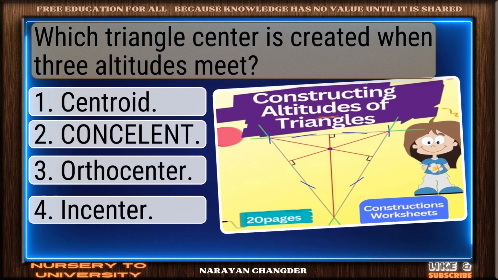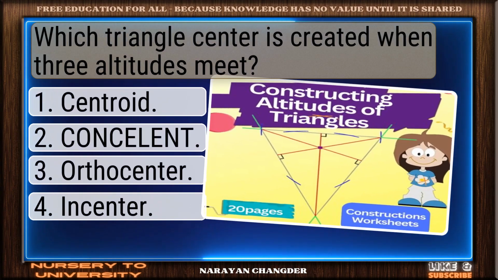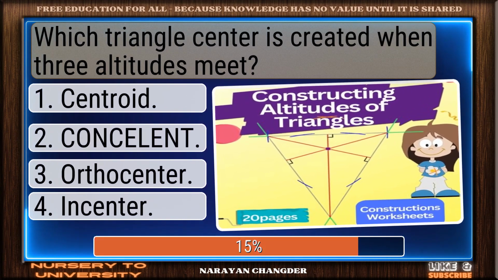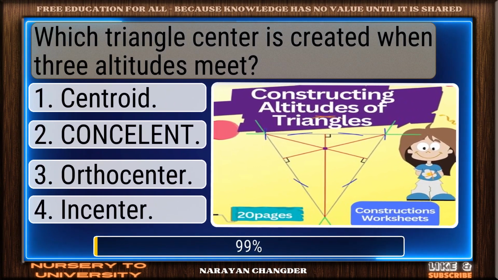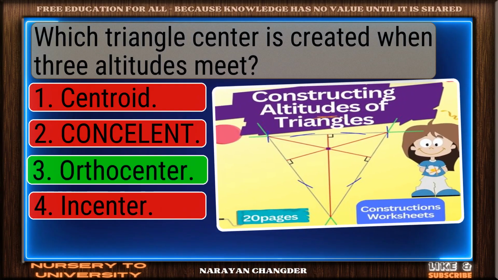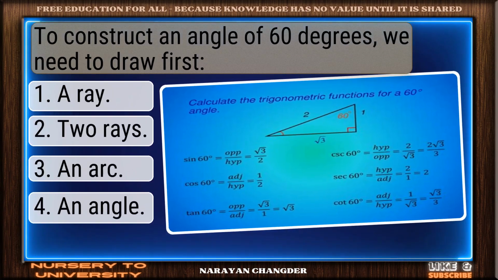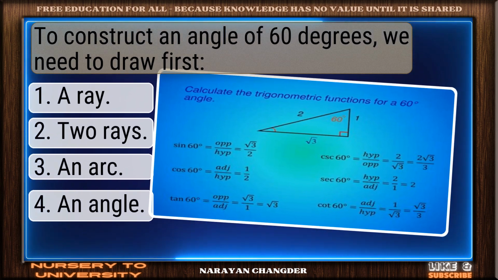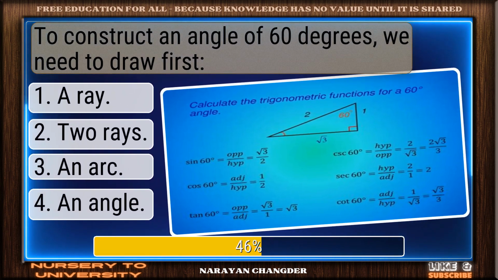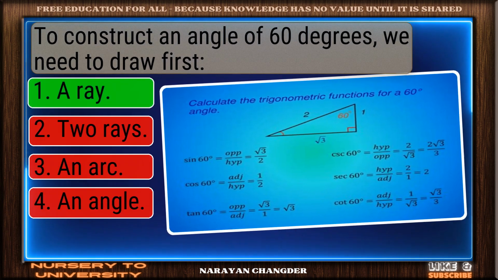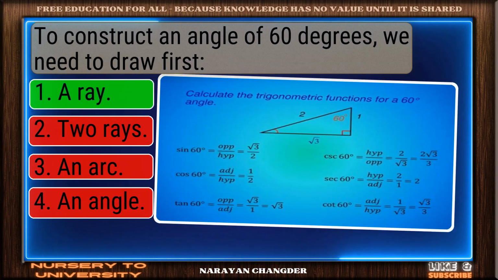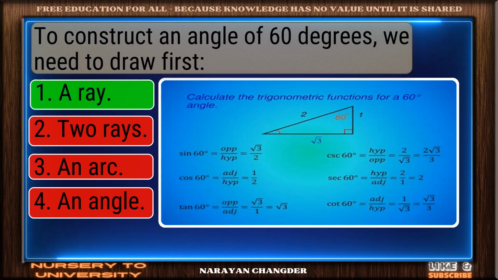Question number 44. Which triangle center is created when three altitudes meet? Valid point. Orthocenter is true. Question number 45. To construct an angle of 60 degrees, we need to draw dash first. Nice selection. A ray is the correct and valid answer.